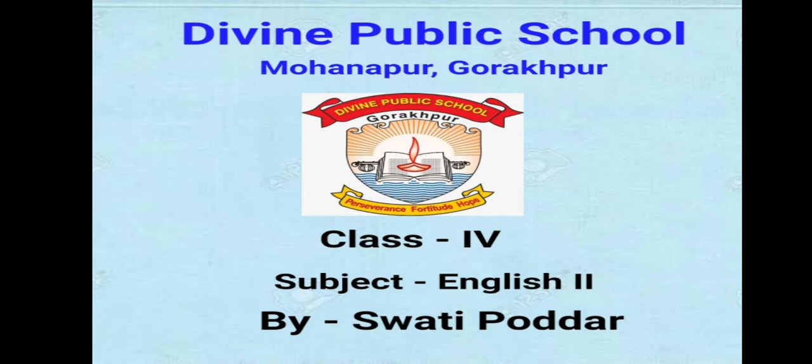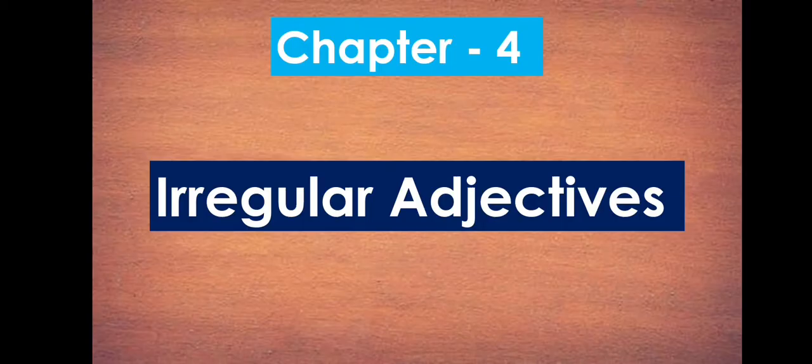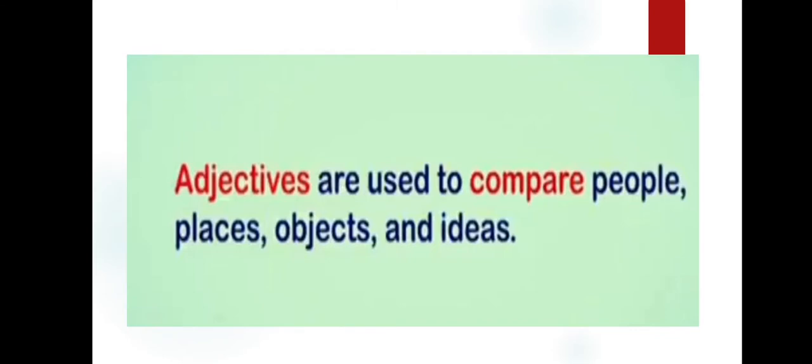Children, today we will start a new chapter, that is chapter number 4, Irregular Adjectives. Before starting the chapter, I request you all to open your grammar books because during explanation it will become easy for you all to understand the topic nicely. So let's start. First of all, children, you should know about degrees of comparison.